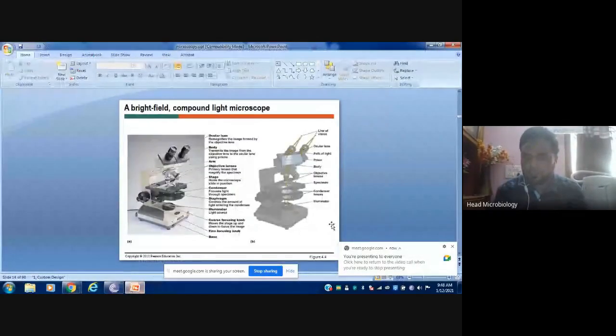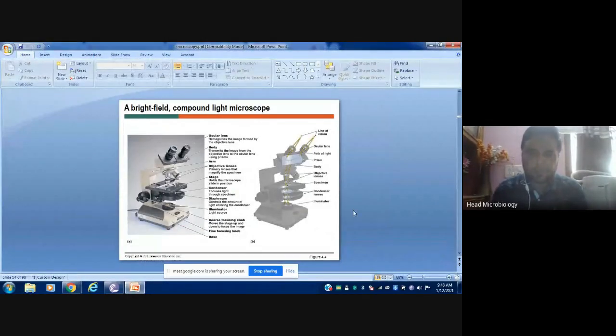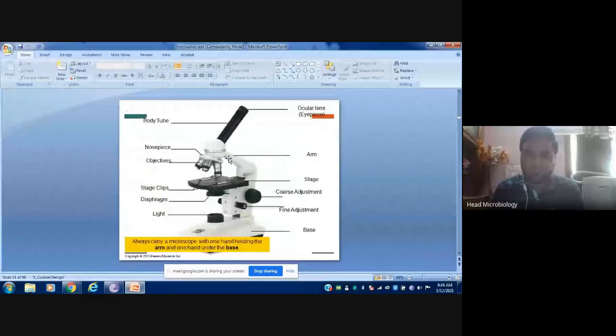Now we'll see the components and parts of the microscope. See, microscopes are binocular or monocular. This is a binocular, where you have two ocular pieces. It is monocular if there is only one ocular piece. Sometimes we use an electrical source for the light, so it is called an electrical monocular. Sometimes we use normal light, so we will not use the word electrical.